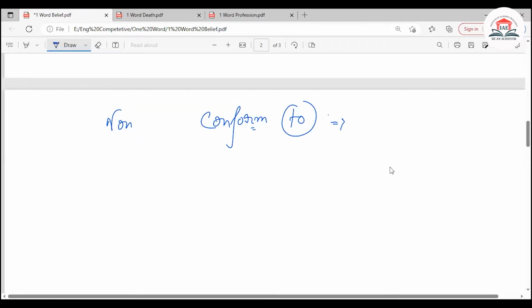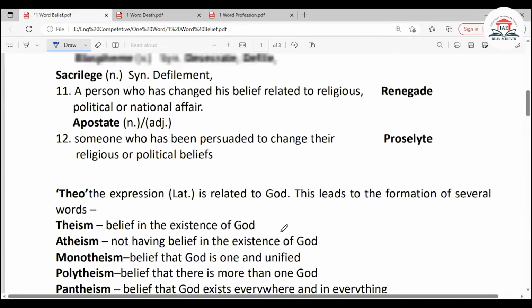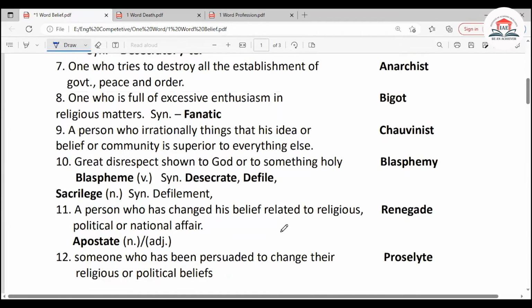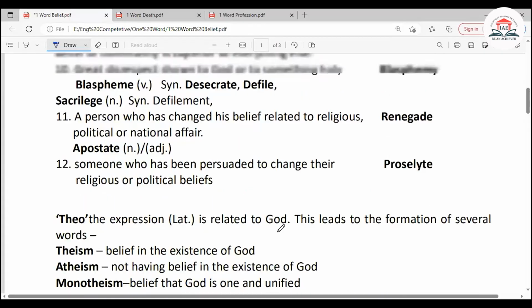Right. Now we have actually suffix and prefix together. Non-conformist. That means who is not ready to believe, not ready to accept. Right. So this is a very easy concept. Right. Now, the rest of the words.